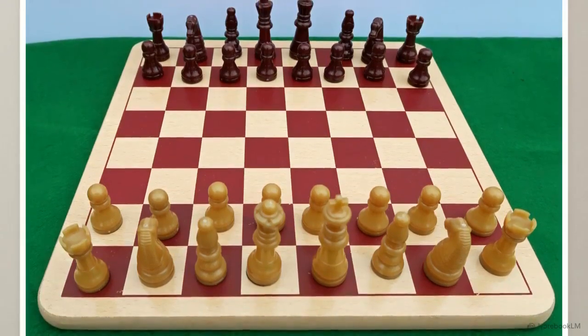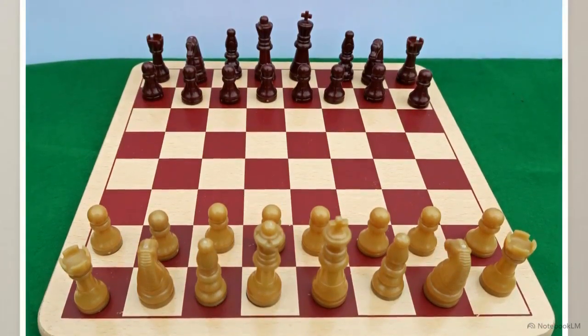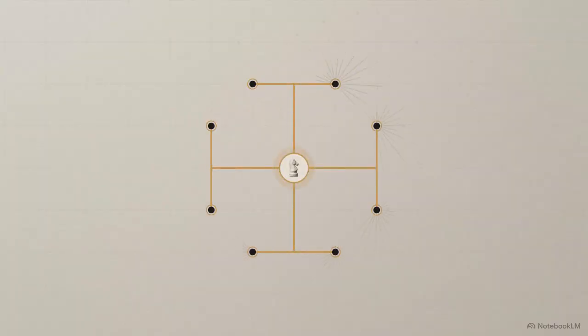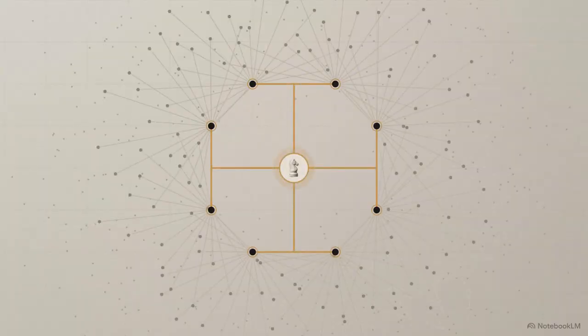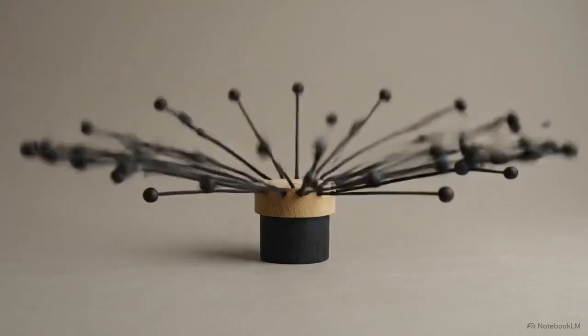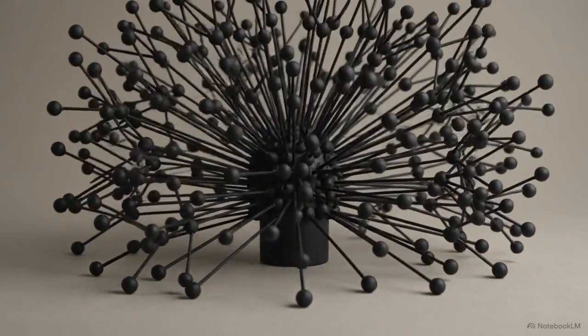For decades, artificial intelligence relied on pure calculation to solve board games. It would look at the board, map out every possible move, examine every countermove, and assign a numerical value to each position to find the path that minimized its chances of losing.